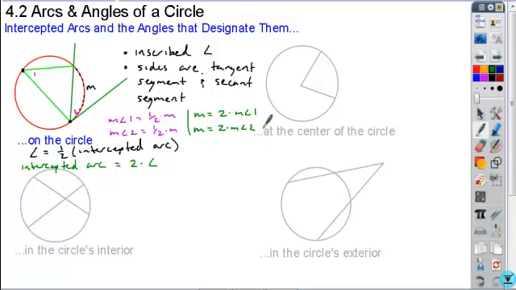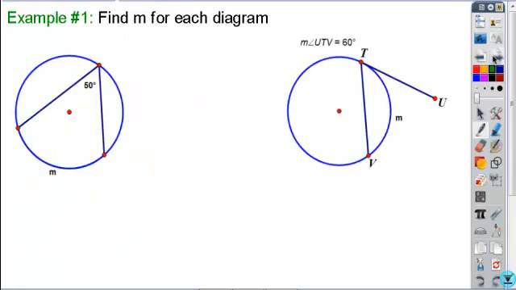You are going to see it come up a number of different times in the problems that you're going to be working with. And so let's take a look at how some of the basic calculations involving these angle and arc measures will look. And see if you can answer these 2 questions. Find M for each of the diagrams below.